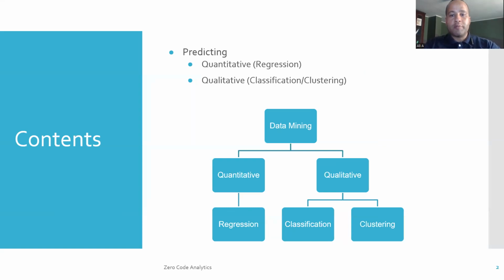This session will cover predictive analytics, forecasting the future. We can forecast events based on historical recorded data. There are two types that we will discuss. Those are quantitative and qualitative. The most basic models for predicting quantitative data are regression models. The most basic models for predicting qualitative data are classification and clustering.